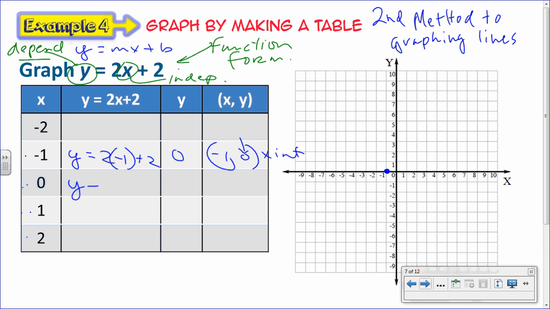Okay, next one, y equals 2 times 0 plus 2. What's my output? What is that? The y-intercept. Plot a point. Okay, and then the last one, y equals, what is that? 4.